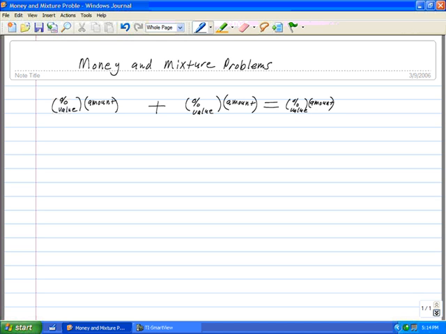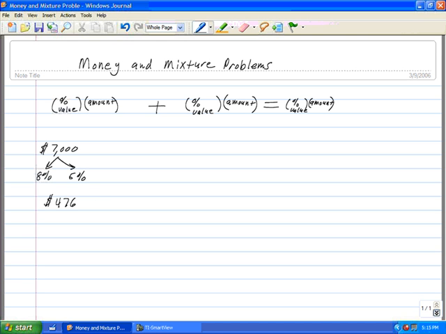and we will often multiply these together. Now my first example is going to be a money problem, since money problems can be worked as mixture problems. So let's take a look at the problem. We're going to take $7,000 and split it up into two investments. It's going to go partially into an 8% investment, and the other part is going to go into a 5% investment.